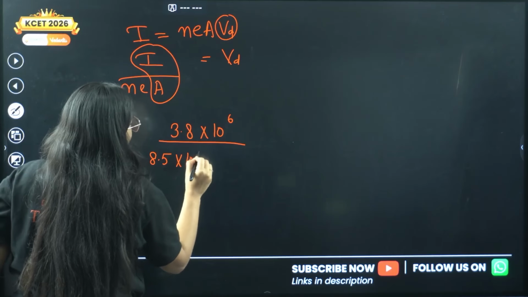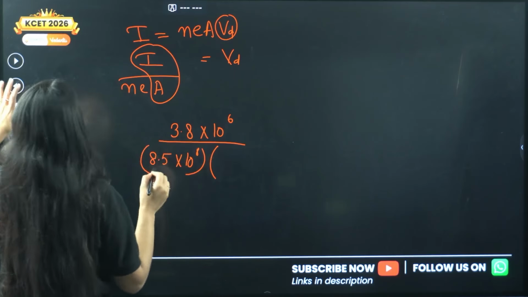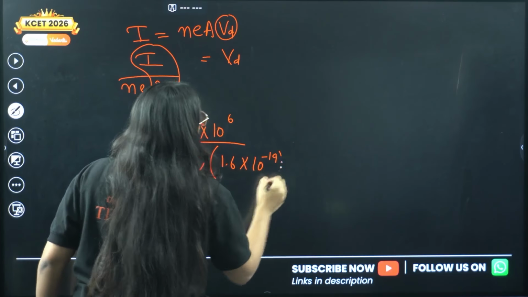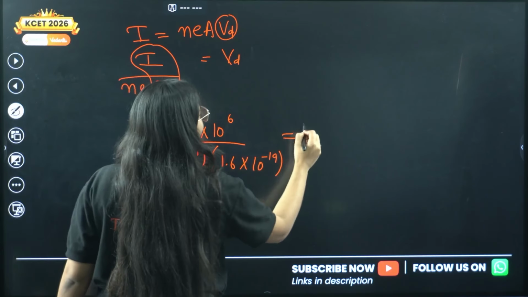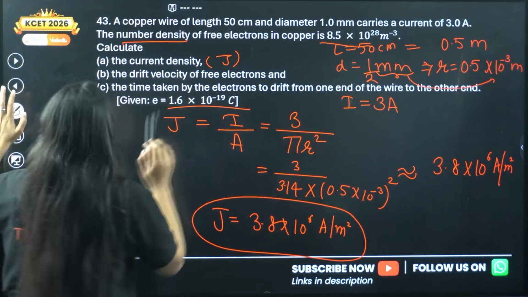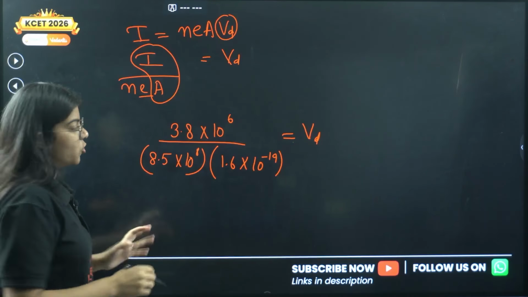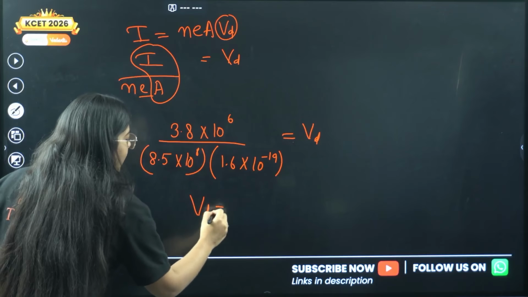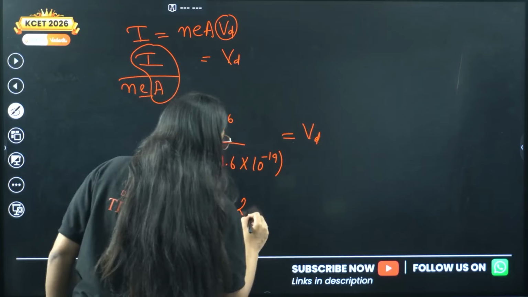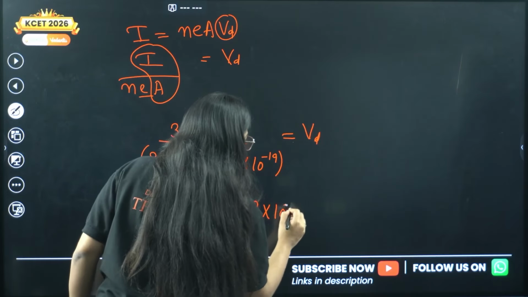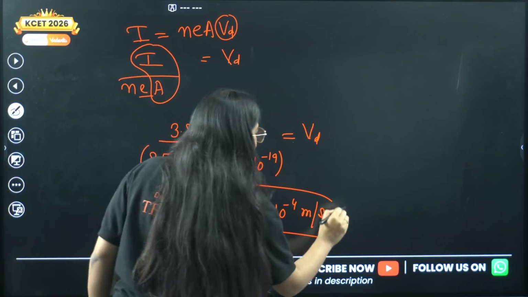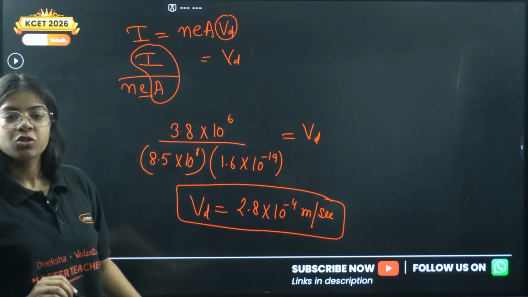8.5 into 10 raised to power 8 into the electron charge, which is 1.6 into 10 raised to power minus 19. Although you should remember the value of e, it's also given in the question, and mostly it will be given. When you solve this, the final answer, for you to check, will be 2.8 into 10 raised to power minus 4 meter per second. This will be your final answer.